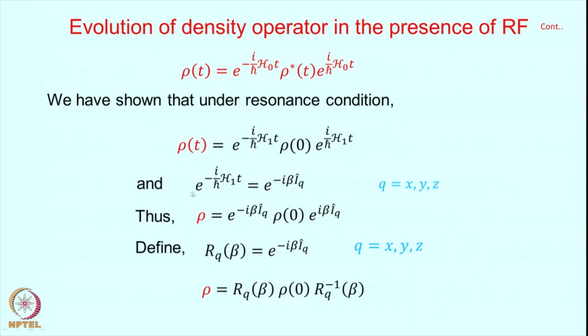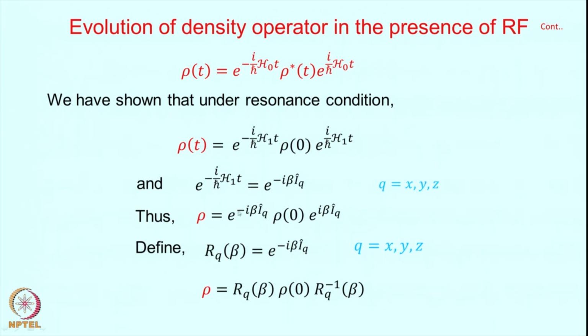And we also demonstrated that e to the minus i by h cross H1 t essentially represents a kind of rotation operator, e to the minus i beta Iq. We will explicitly demonstrate that further, how this will represent a rotation. And therefore, we will say rho of t is equal to e to the minus i beta Iq, rho of 0, e to the i beta Iq. Notice here q can be x, y or z. Generally z is only for rotation around the z axis, therefore it is not an effect of the RF pulse, but general rotation along the z axis can be represented in the same manner if the rotation is about a particular angle beta.